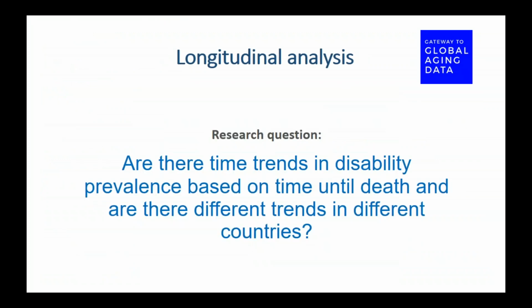So let's move into our longitudinal portion of this analysis. And at this point, this is where we're going to bring in that harmonized SHARE end-of-life data that I mentioned. So our question here is going to be, are there time trends in disability prevalence based on time until death? Before, we looked at age trends in a single year, and in this case, we're going to be looking at time points, so not specific to an individual year. This is going to be an individual time trend based on time until death. And are there different trends in different countries?